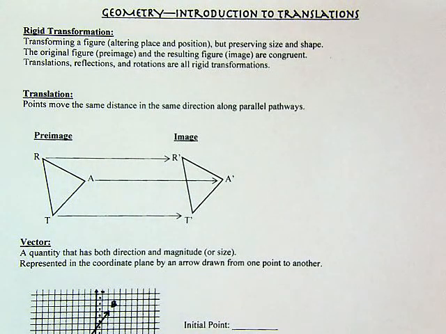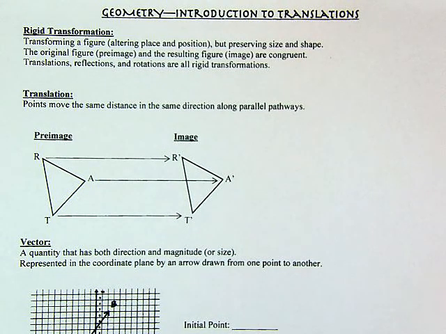All right, so today we are taking on a little introduction to translations. So first I have to just introduce you to this idea of a rigid transformation. So a translation belongs to this family of rigid transformations. So with rigid transformations, we are transforming a figure, which just means that we are altering the place and position, but we're still preserving the size and shape.